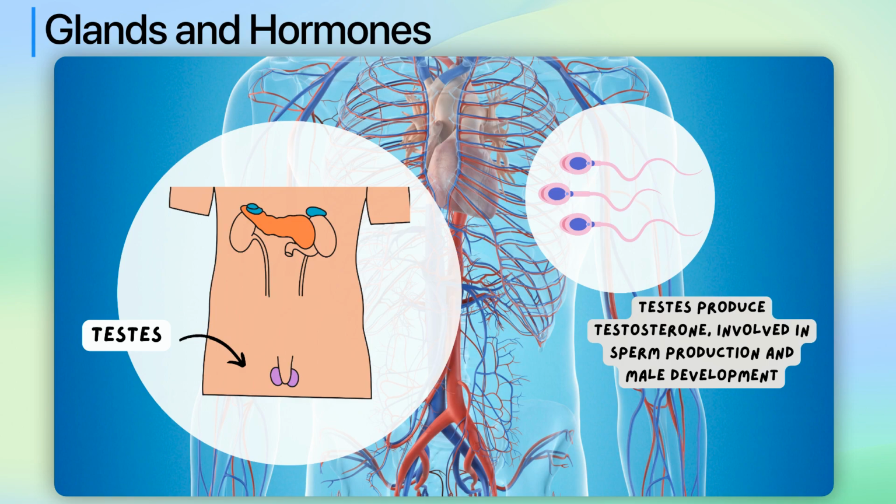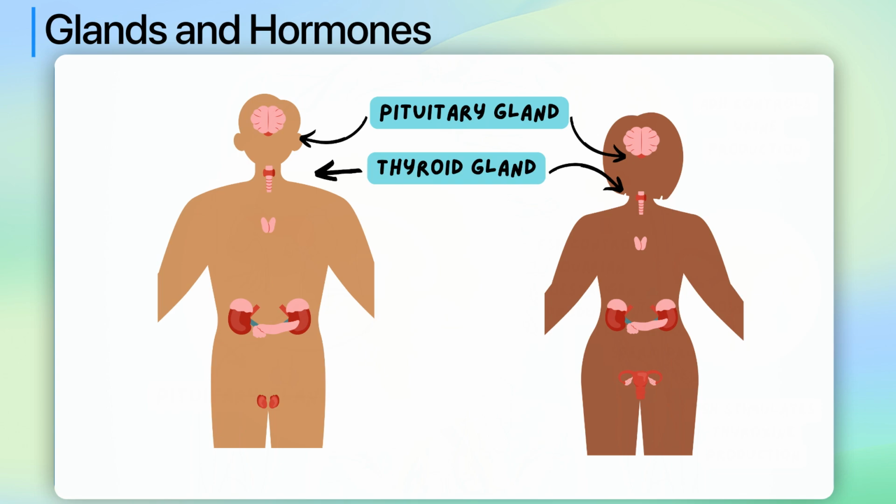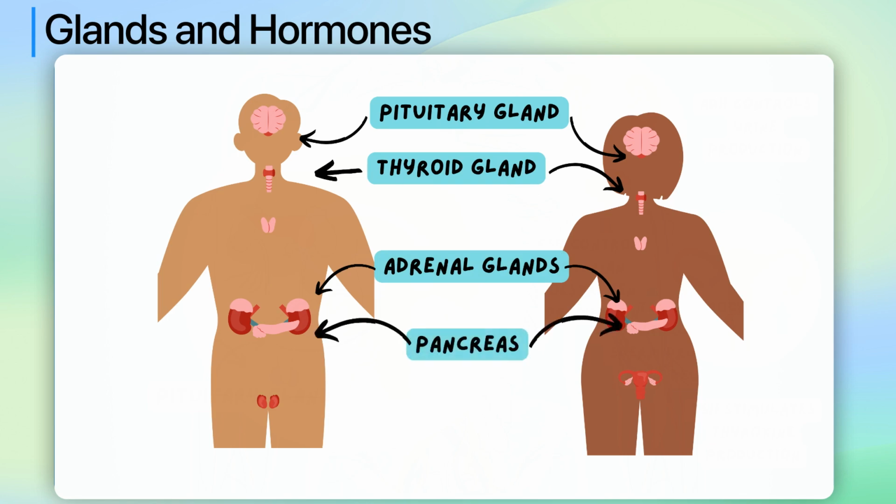You should also be able to identify these glands in the human body from a diagram. Here's a brief overview to help you recognize them. The pituitary gland is located at the base of the brain. The thyroid gland is found in the neck, wrapping around the trachea. The adrenal glands sit atop the kidneys. The pancreas is located near the stomach. The ovaries are located in the female pelvis. The testes are located in the male scrotum.